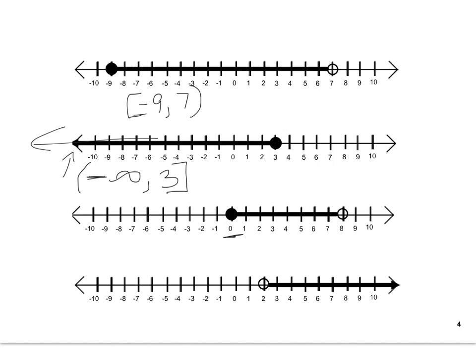Easiest ones are these. Your two numbers are 0 and 8. That's a square bracket, and that's a parenthesis. 2 is the smallest. It goes to positive infinity this time. Parenthesis, parenthesis. Done.